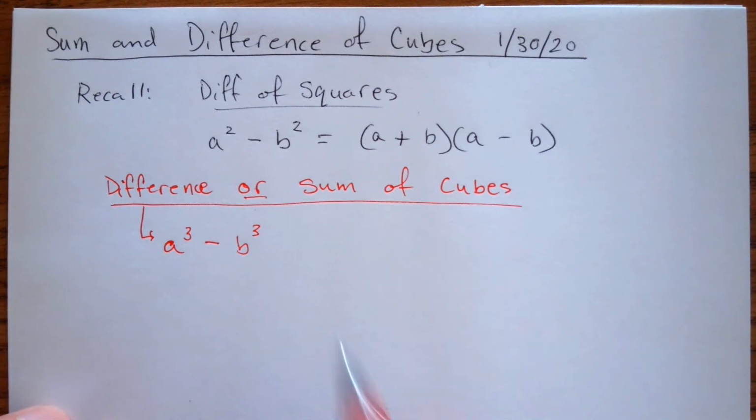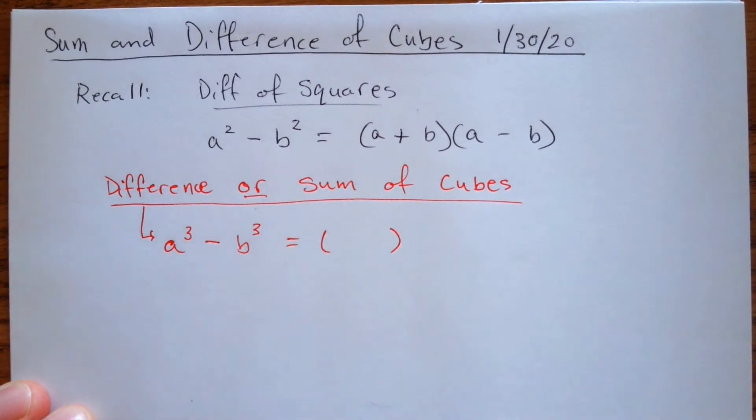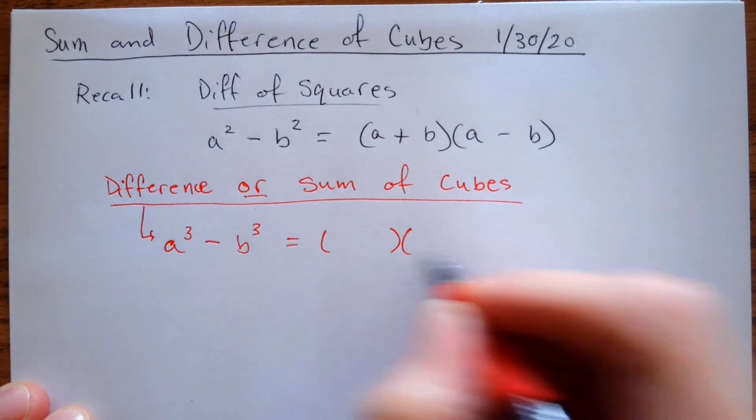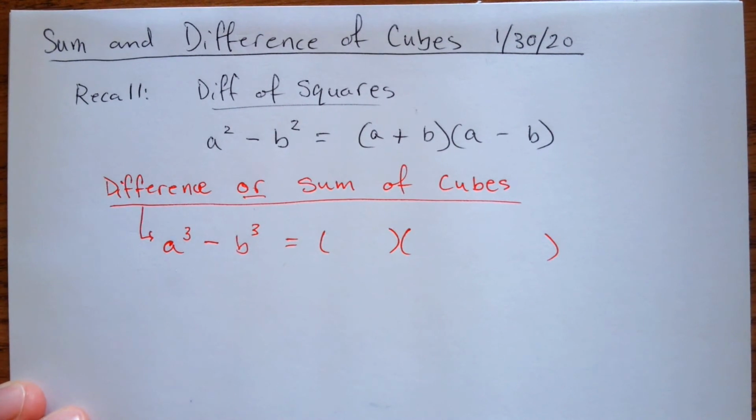The formula for this, and the way that I remember how to do it, is by first drawing parentheses. This is just how I remember, so I don't have to keep looking up the formula every single time I try these problems. I draw a small set of parentheses for 2 terms, and then I draw a larger set of parentheses for 3 terms.